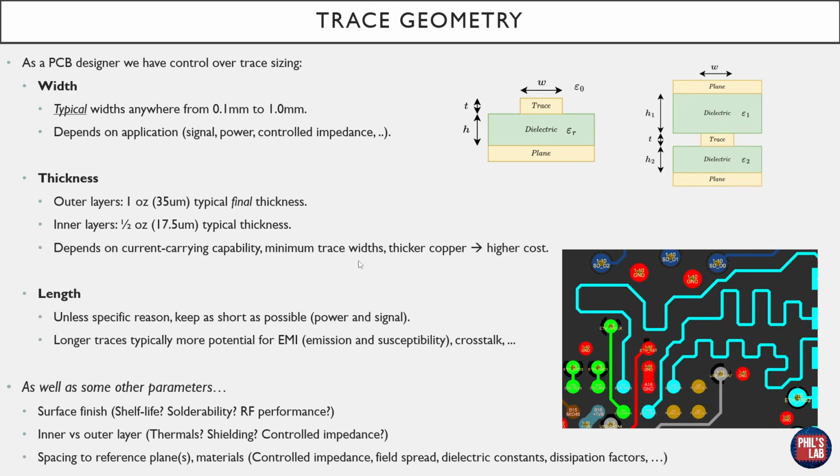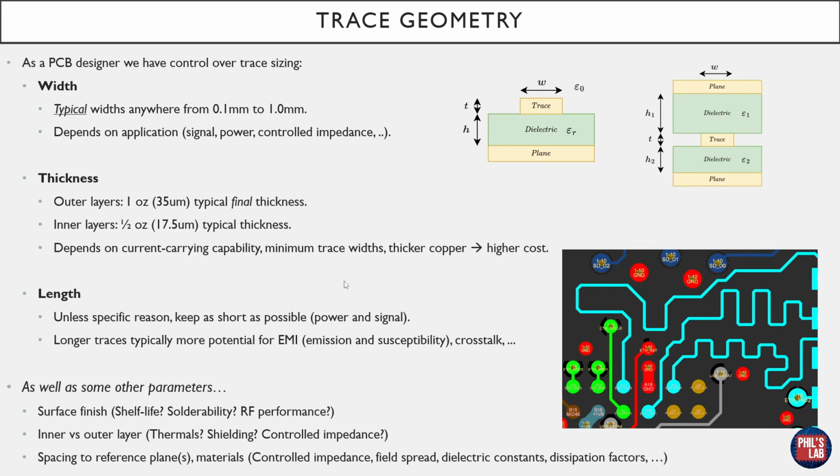We also have the length, which we can effectively play around with, although this is usually fixed by the design. We can alter the length, but unless there's a specific reason to, we should keep our trace length as short as possible. This is for power and for signal, and we'll see later why that is. Longer and also narrower traces typically have more potential for EMI, electromagnetic interference, both from an emission standpoint as well as susceptibility. Longer traces, especially parallel runs, might also cause crosstalk problems. So trace geometry is incredibly important. We need the width, the thickness, and the length.